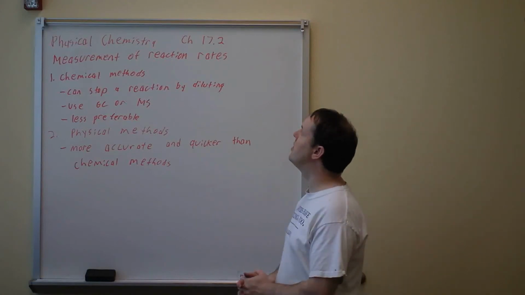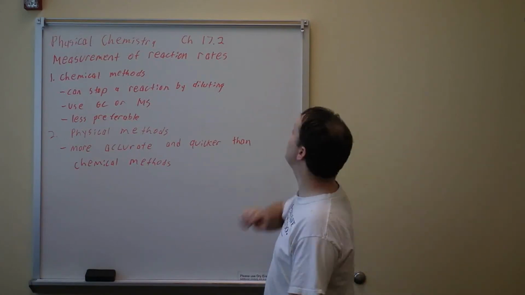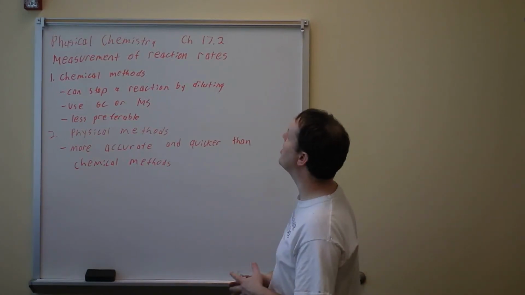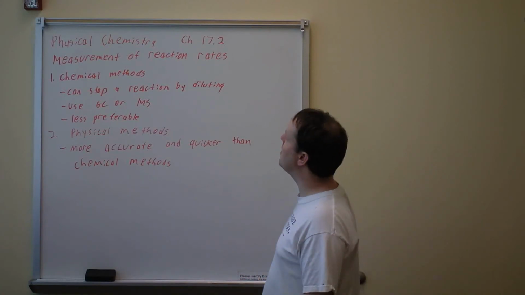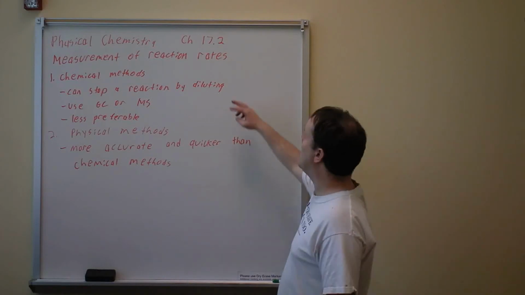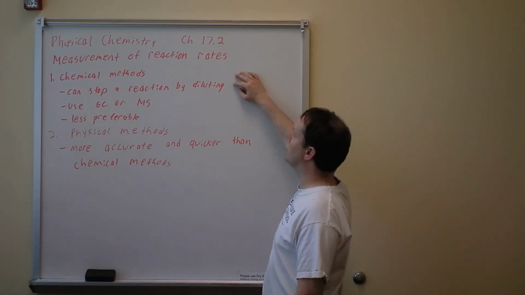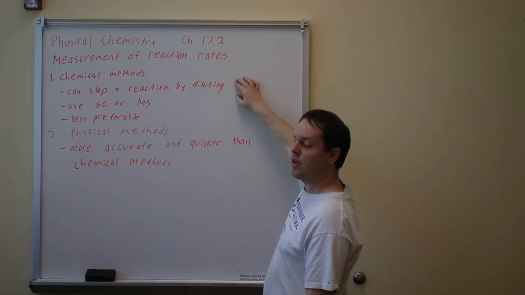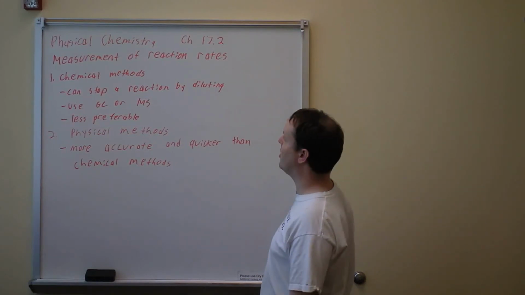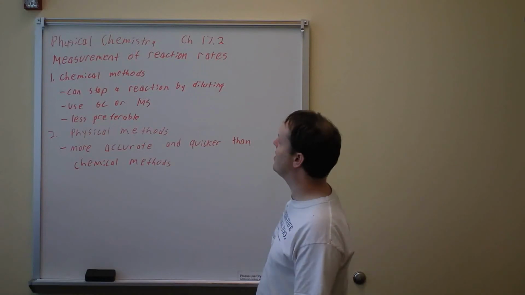Continuing on physical chemistry, chapter 17. This here, what you see, is all we're going to do for section 2. Section 2 talks about measurement of reaction rates. The main thing is there are 2 types. One is chemical methods. First, you usually need to stop the reaction. One way to do that is simply dilute it, because remember, the reaction rates depend on concentration. You decrease the concentration, you decrease the rate, you've effectively stopped it.